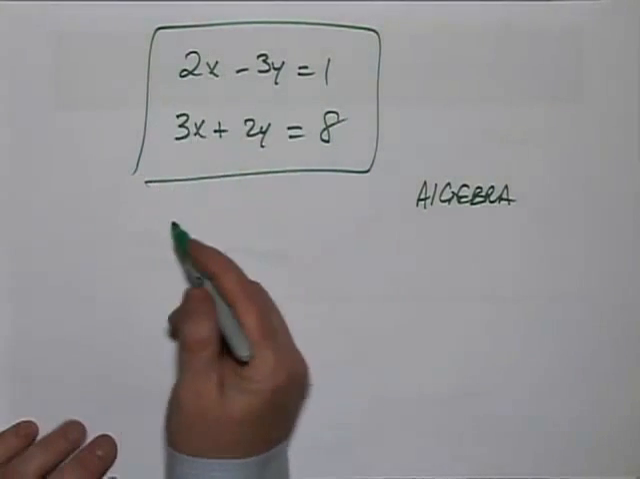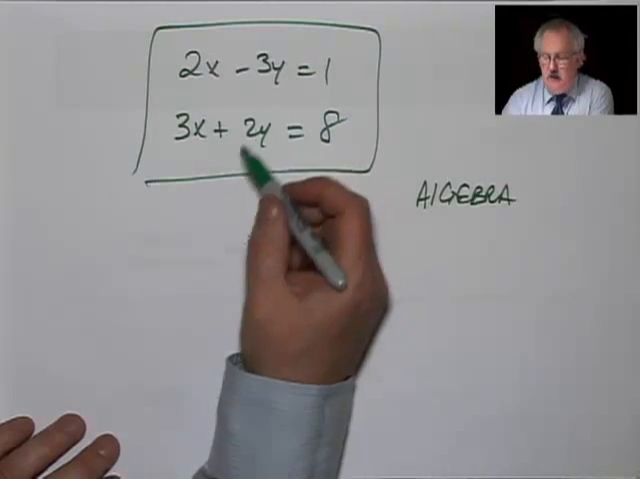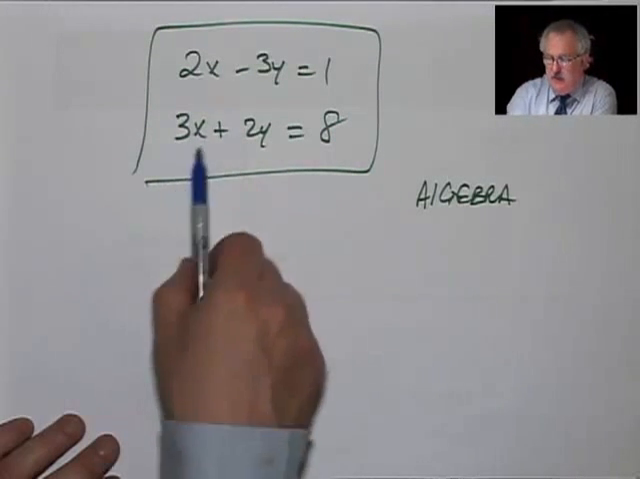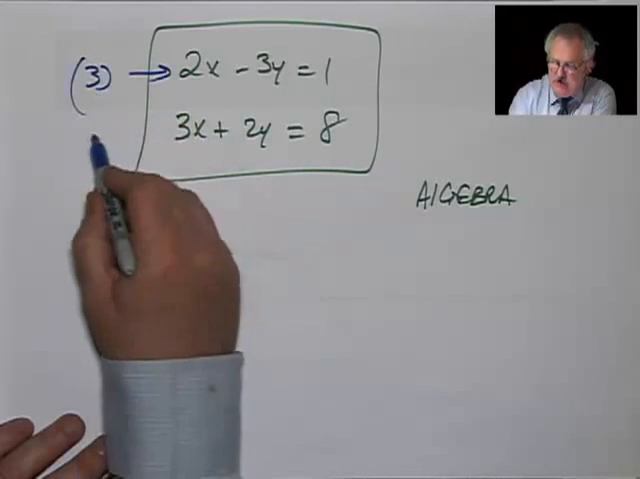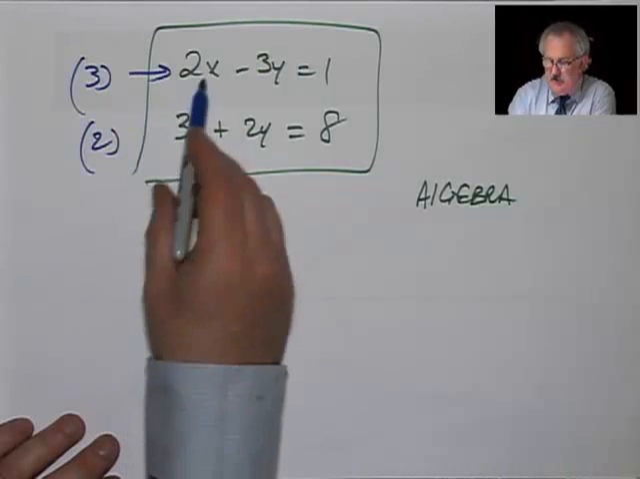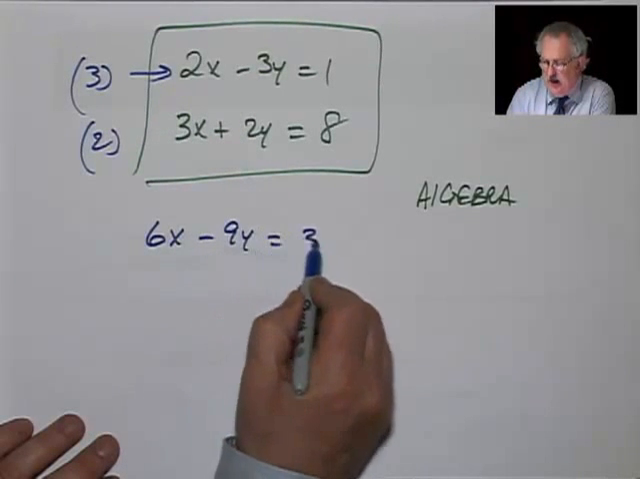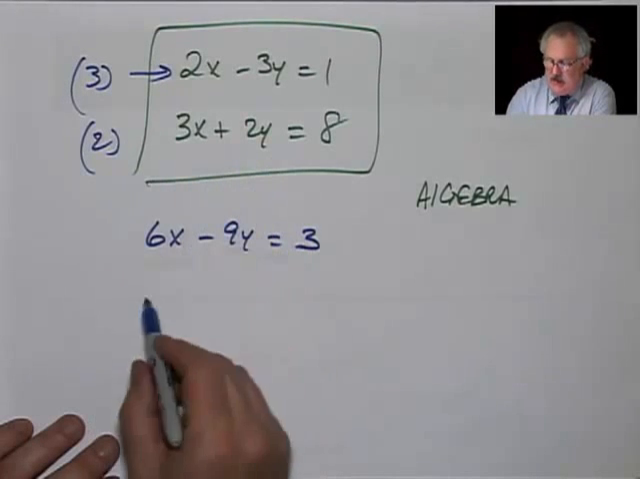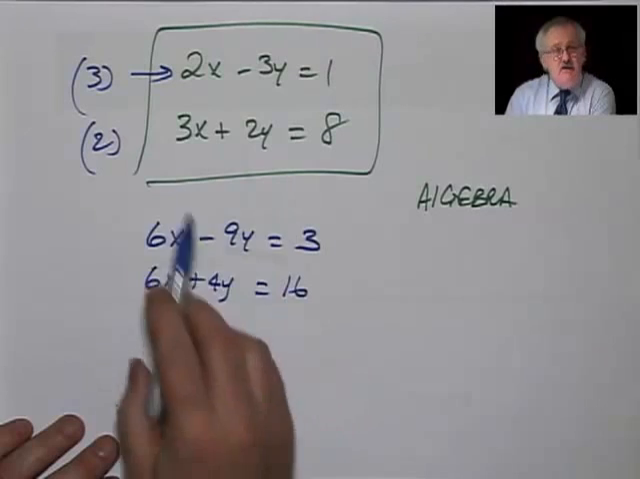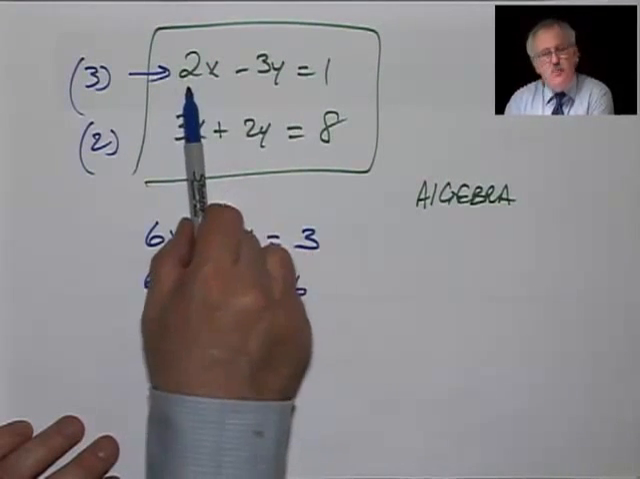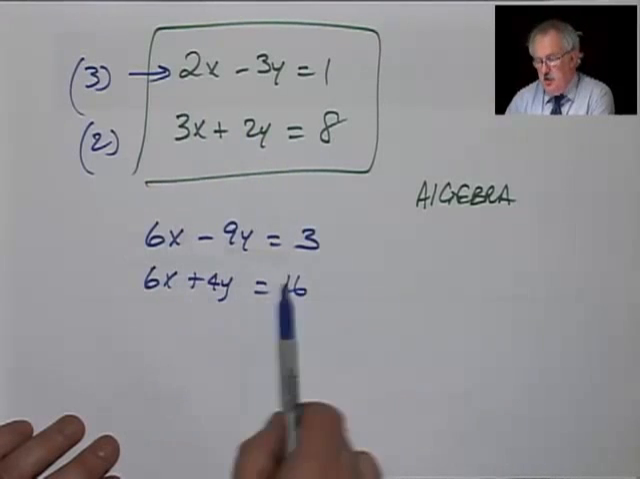How would you do this normally? I think what you do is you make the x's the same or the y's the same. Isn't that right? Making the x's the same, I think the common idea here is to get them all up to 6. So if we multiply this by 3 and this by 2, 3 times the first one will be 6x minus 9y is 3. Multiplying the second one by 2, we get 6x plus 4y is 16. This is not rocket science. This is 3 bananas and 2 oranges, multiply by 2 and you get the other.